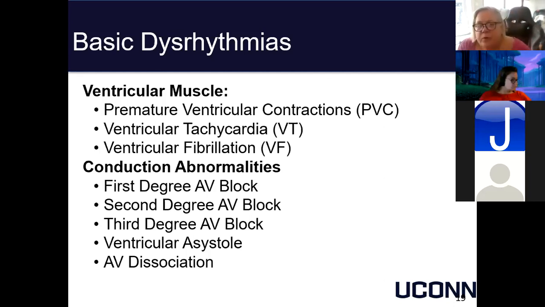Other conduction abnormalities. First degree AV block. We talked about first degree. That is where it is taking an extra long time for the conduction to get from the SA node to the AV node. So you have a prolonged PR interval. It is longer than 0.12 seconds. Second degree AV block. There are a couple of different kinds. And again, it has to do with the timing of getting the impulse from the SA node to the AV node. We'll talk more about second degree AV block.